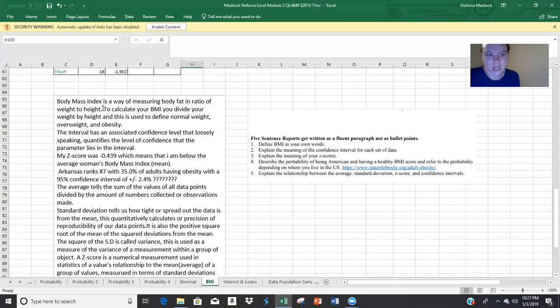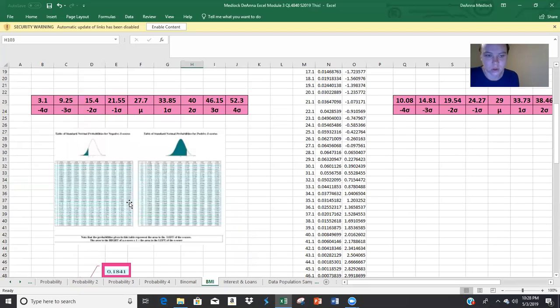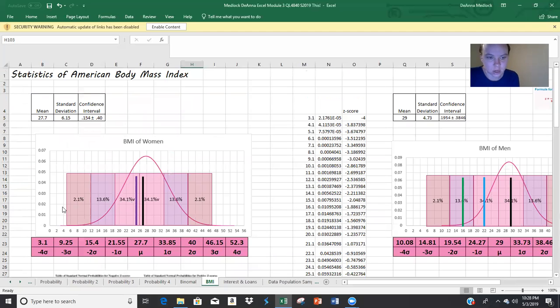So body mass index is a way of measuring body fat in ratio of weight to height. To calculate your BMI, you divide your weight by height, and this is used to define normal weight, overweight, and obesity. The interval has an associated confidence level that, loosely speaking, quantifies the level of confidence that the parameter lies in the interval, which would show from here to here, there's a 24%, and from here to here is a 31%.